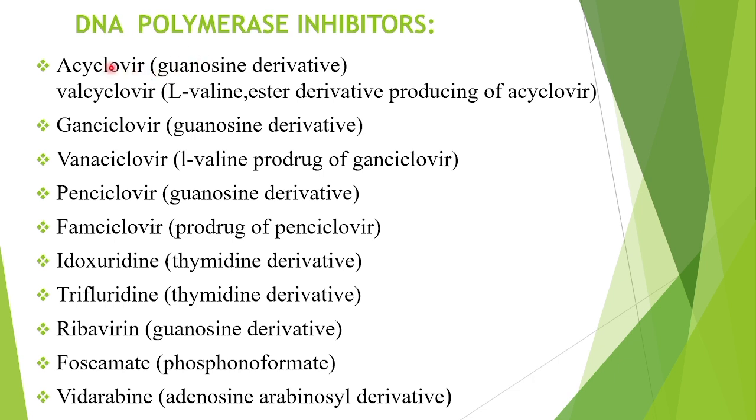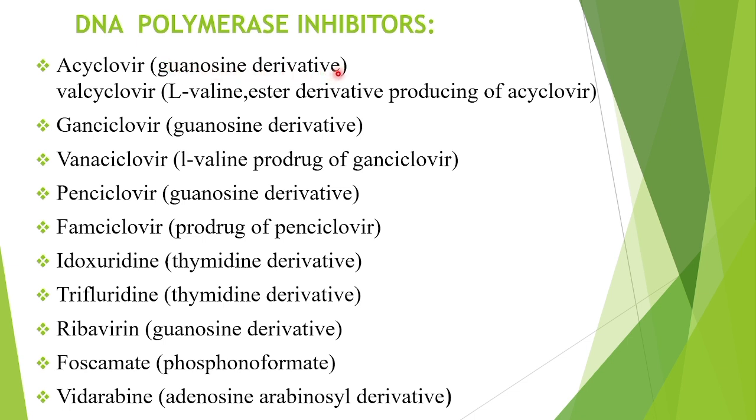Acyclovir is a guanosine derivative. What is guanosine? Guanosine is a molecule which is structurally similar to guanine, and guanosine also helps in the treatment and prevention of cancer. How does guanosine help in cancer treatment? Because guanosine itself acts as a DNA inhibiting agent, so it breaks down the DNA synthesis.